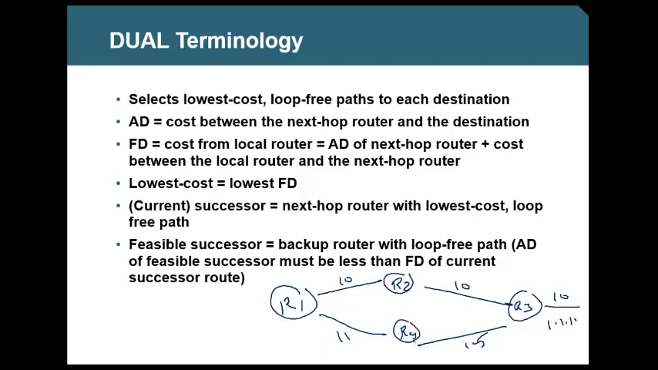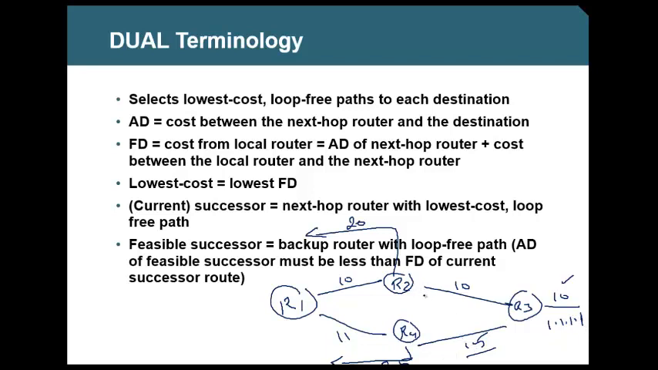So router 2 will be advertising the 1.1.1.1 network with a metric of what? 20. And router 4 will be advertising 1.1.1.1 with a metric of 25. 15 plus 10 is 25, no? 25. Oh, you're going from R2 to R3, and that's R4 to R3. Got it. I was still looking to the left.